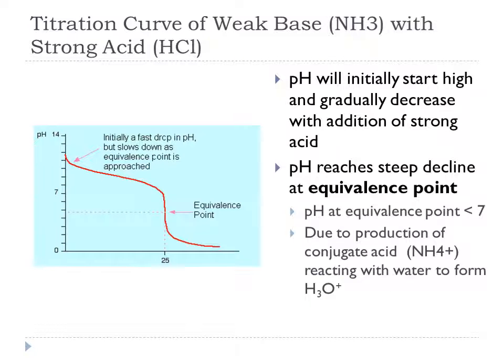For the titration curve of a weak base ammonia with a strong acid HCl, once again the graph will be flipped. pH will initially start high and gradually decrease with the addition of strong acid. The pH reaches a steep decline at the equivalence point due to the production of the conjugate acid ammonium, reacting with water to form H3O. At this point, our pH will be less than 7.